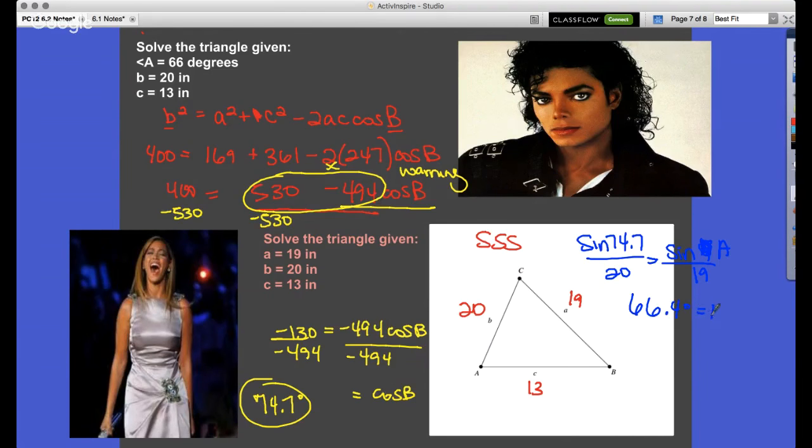So 66.4 is angle A, and this one's angle B. To find angle C, we add those two angles together, 74.7 plus 66.4, and subtract from 180. Let me do it one more time. 66.4 plus 74.7 subtracted from 180, and we get 38.9 as my answer for angle C.